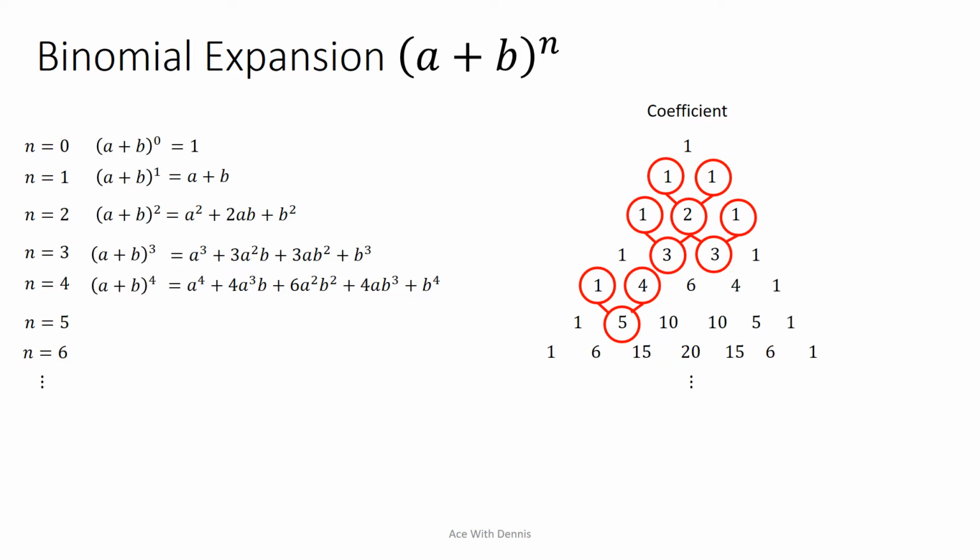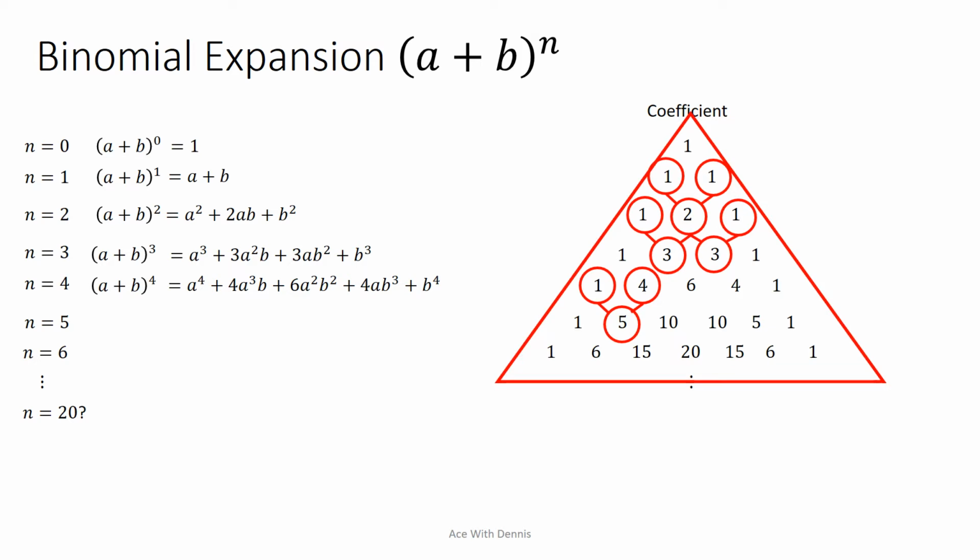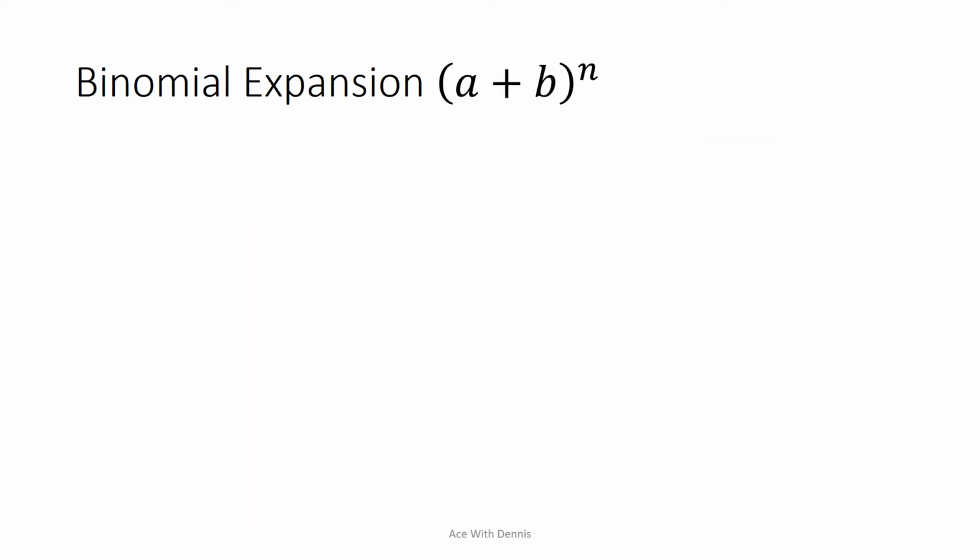So we can continue with the pattern. Even if n is 20, we should be able to get the coefficients without needing to expand (a + b)^20 manually. This can form a triangle and it is called the Pascal Triangle. Now, we have just seen Pascal Triangle in the previous slide.